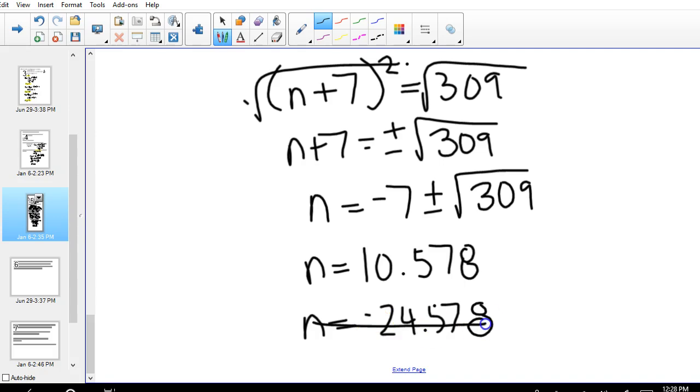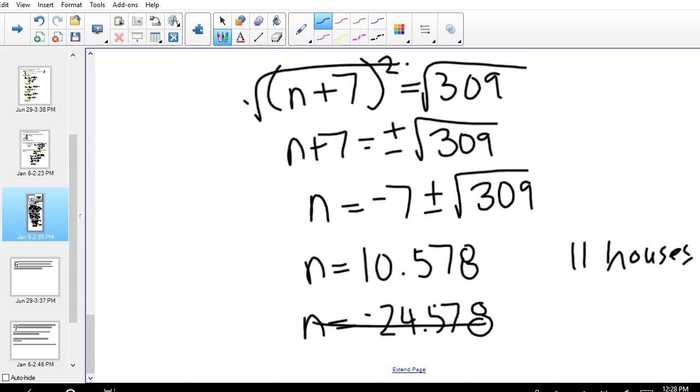So this does not make any sense. 10.578 is your answer. However, you can't sell 0.578 of a house, so you need to sell 11 to have at least your amount. Now, I realize that one took a little while to solve, right? So if it's something really small like this and it's multiple choice, you're probably better off doing it the long way, although it's probably shorter.